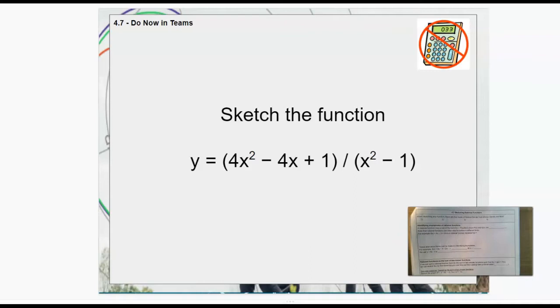I want you to pause the video and have the best go you can at sketching the function on the board. 4x squared minus 4x plus 1, all divided by x squared minus 1. Use all the skills you already know, no calculators, no technology, to sketch it as best you can. Give yourself 5 minutes, then restart the video.